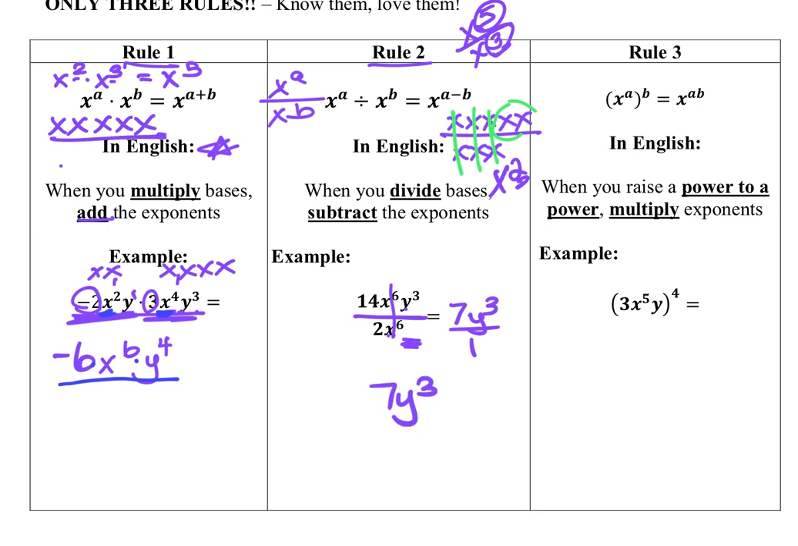Okay? And then we have rule number 3. We have a power to a power, meaning we have this power here, and it's got another one with the b. When you do that, you multiply exponents. I like to remember to do this because whenever we have parentheses, we think of multiplication in math, that we distribute, and that's exactly what we do. We distribute this exponent through.